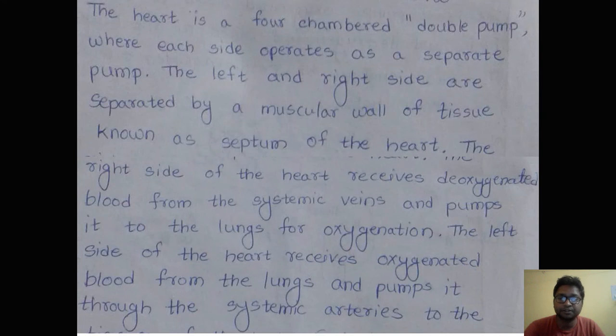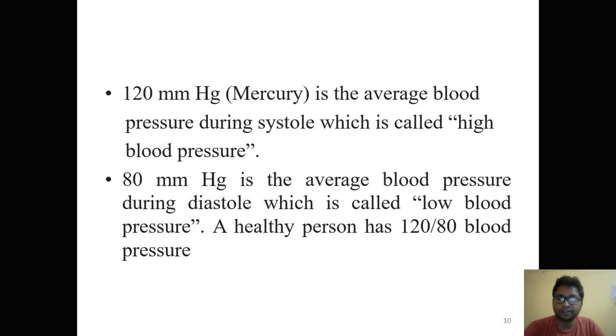For a normal person you can say that 120 by 80 is the normal blood pressure of a human being, and during the systole process, that is when the blood fills into the heart, that time it is 120 mm of Hg, and in diastole when the heart contracts the blood pressure is 80 mm of Hg.